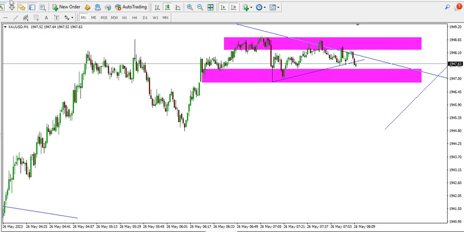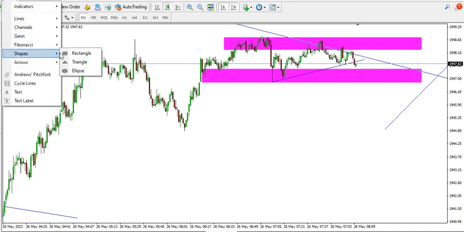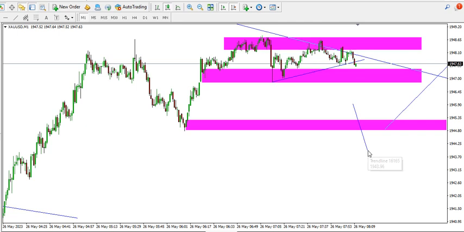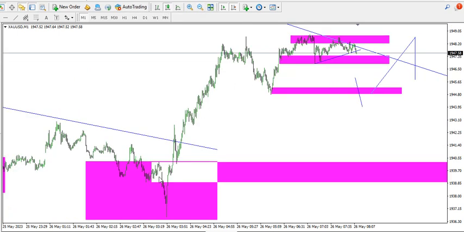As long as price moves above this low, we could still see price push up to the upside. But a break below this low, I'm talking about a break below the 1944 area, could imply that price could start to go back to the 1938 area. So that's that for the analysis on gold.